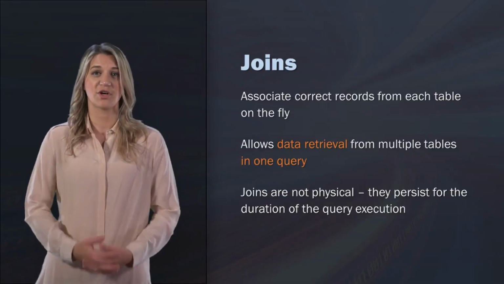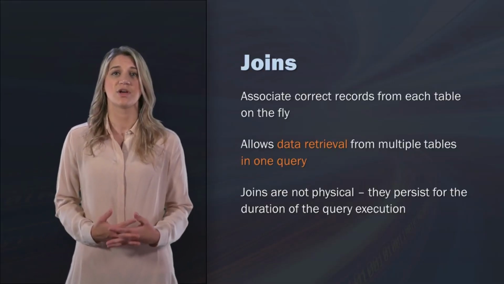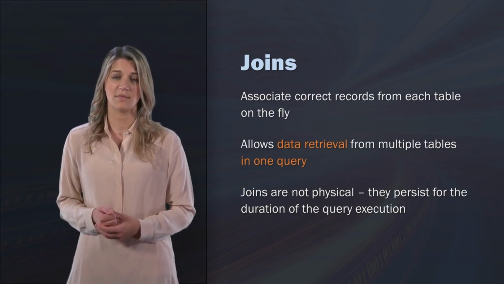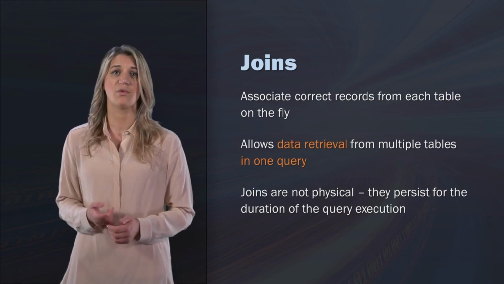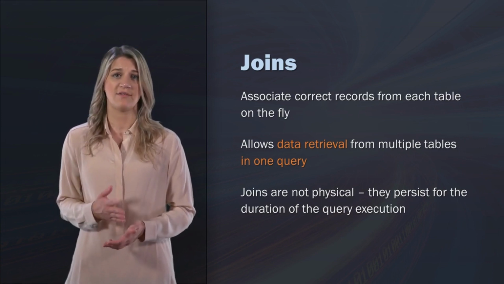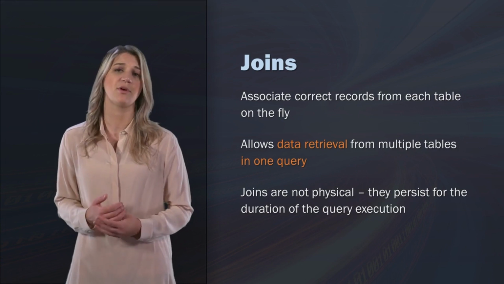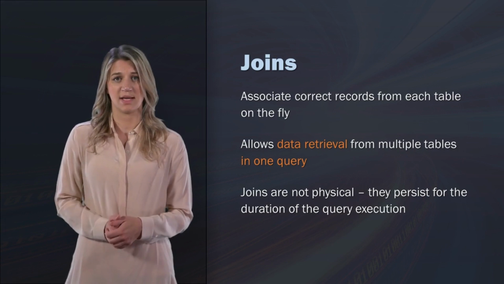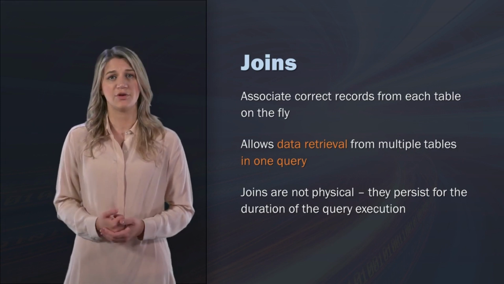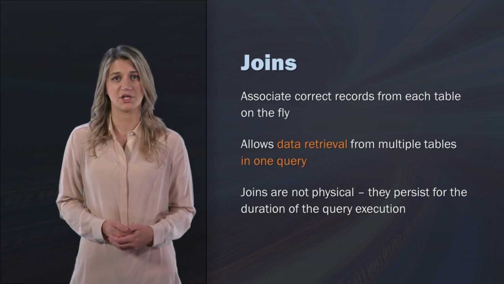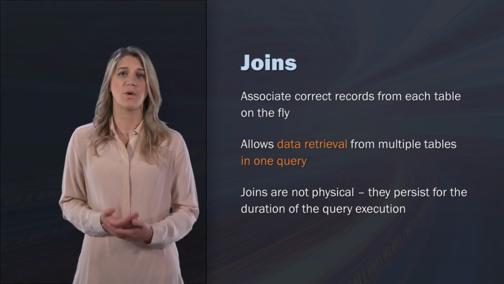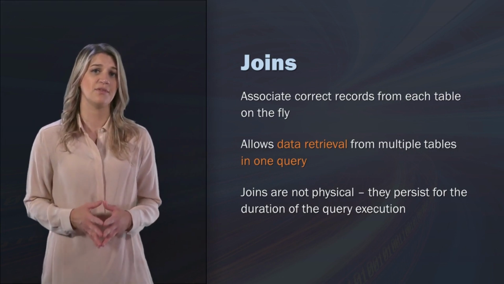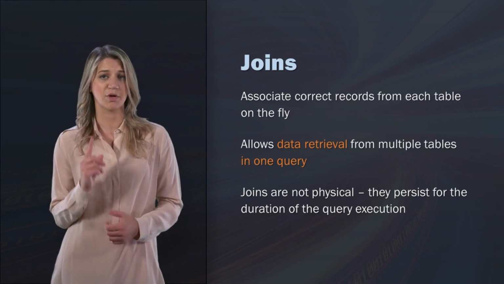So the first thing we want to go over with joins is that these joins are what associate the correct records from each table on the fly. To help explain this, again, we'll go back to our example of a table that lists the different customer demographics, but you want to know all of the orders that the customer has made. So a join will allow you to associate the correct customer information with the correct order quickly and on the fly with your query. This also allows you to retrieve the data from multiple tables in just one query.